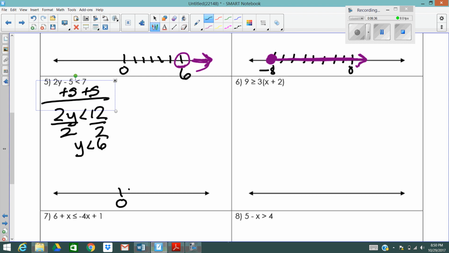So 0, 1, 2, 3, 4, 5, 6. Open circle on 6 because it's just less than, so 6 is not part of my solution, and everything to the left because I want less than 6.